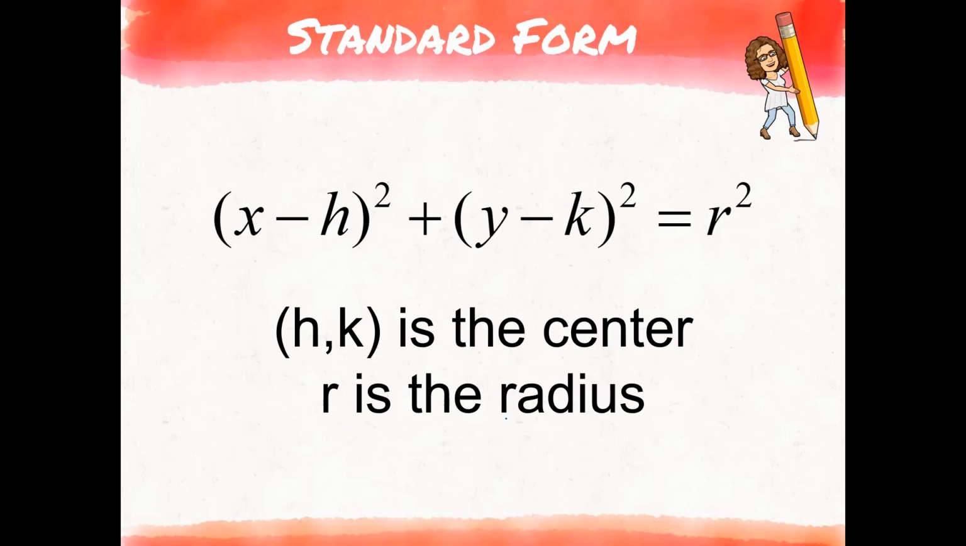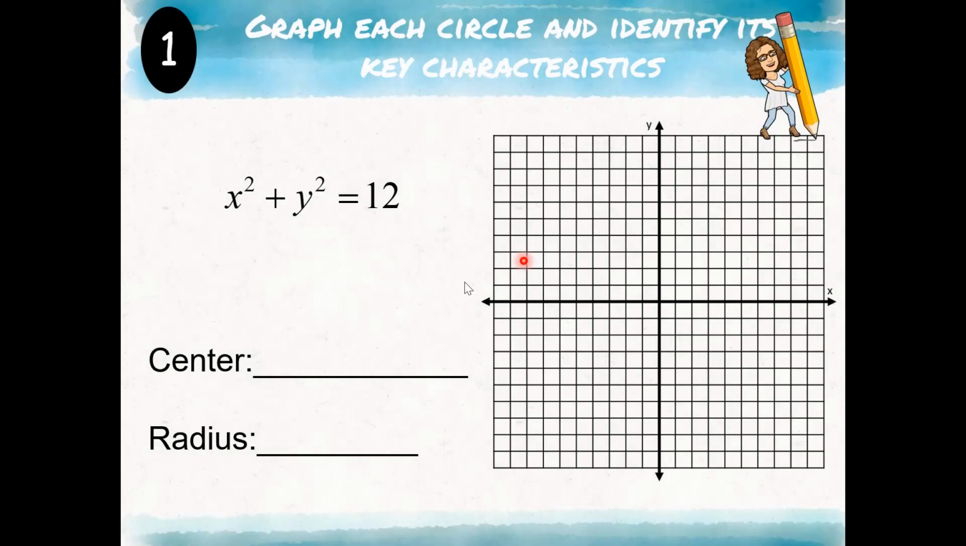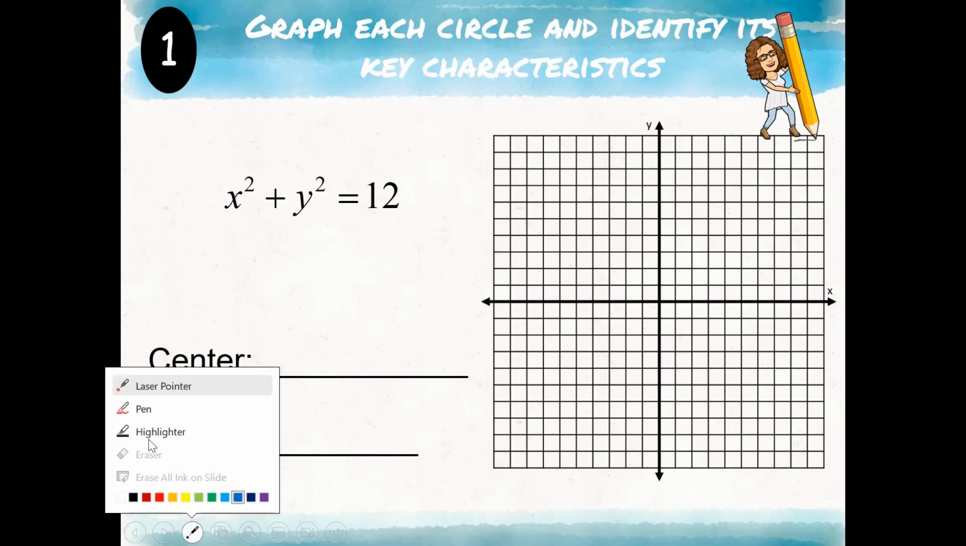R is also the radius. So notice in the equation, though, it's going to be r squared, not the r. So we do actually have to identify the r squared when we're finding it. Let's actually graph one of these, shall we?